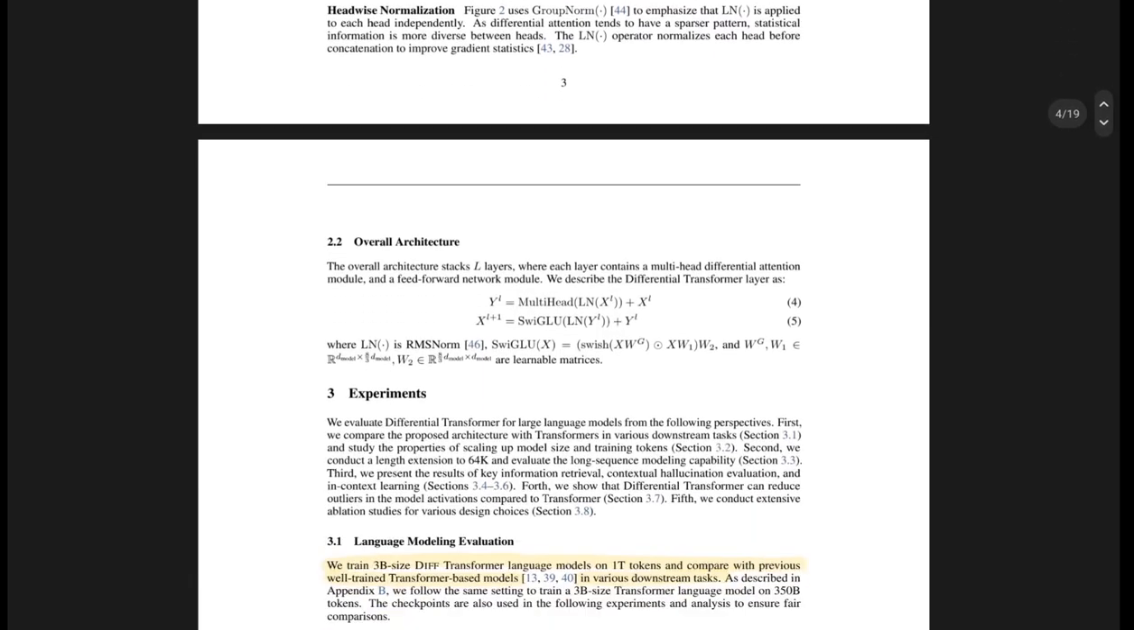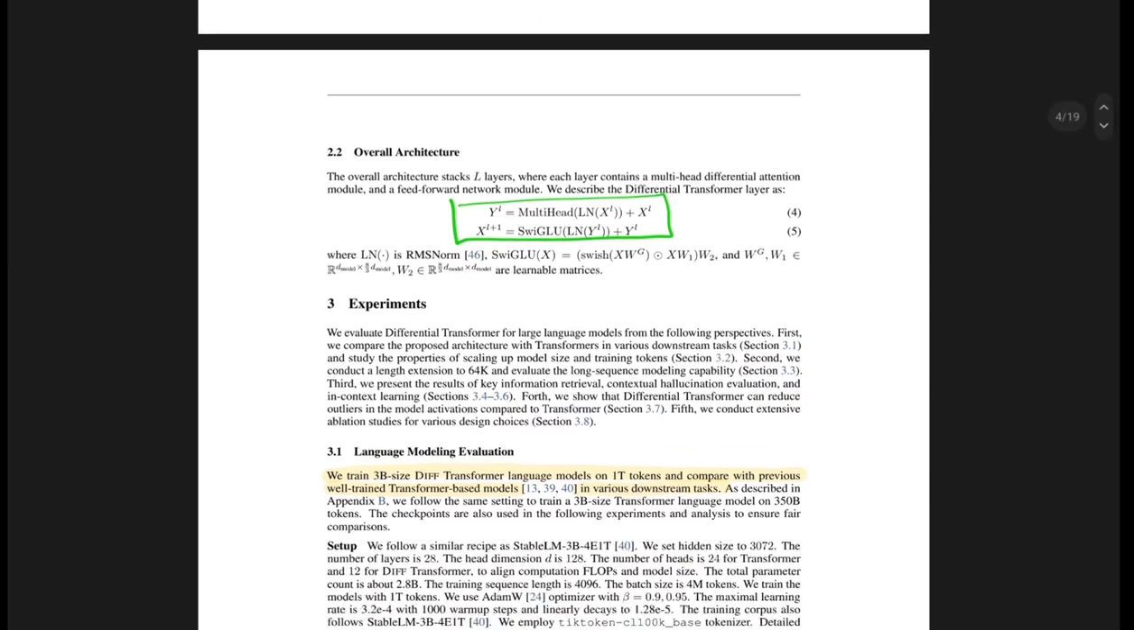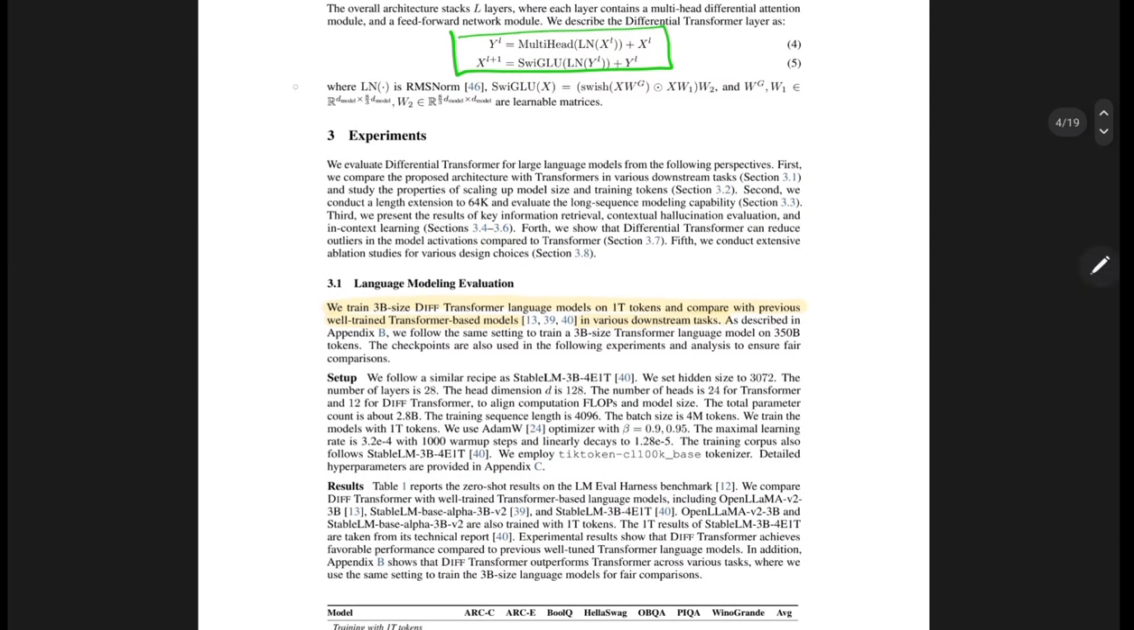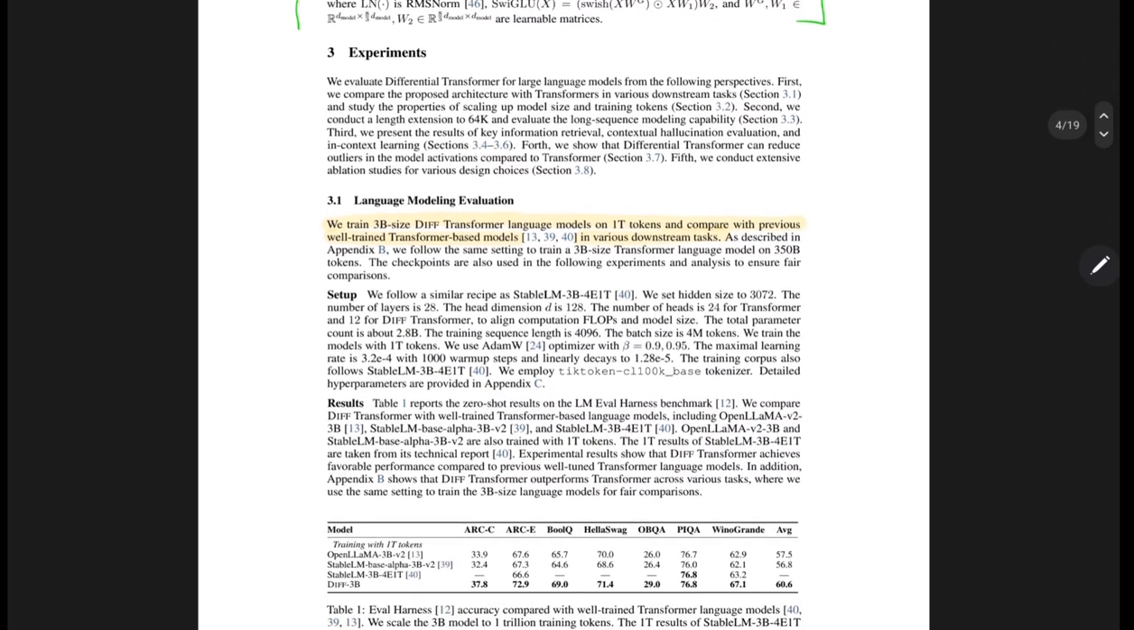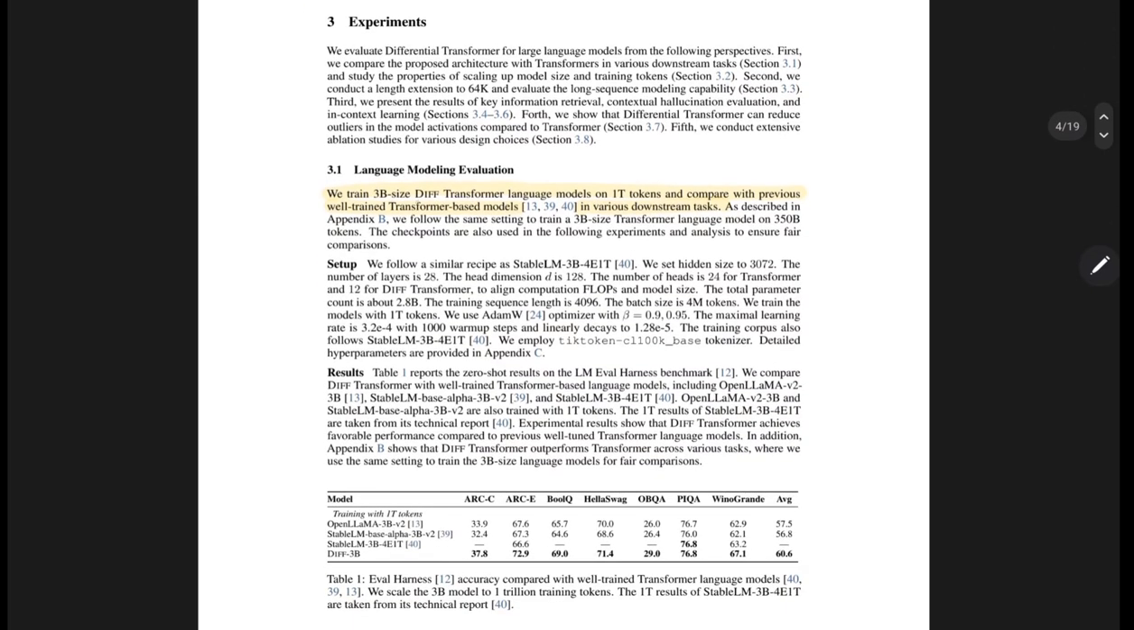So overall, the architecture looks something like this. We have L layers stacked together, where each layer contains a multi-head differential attention module and a feed-forward neural network, right? So simple as that. Now all this mathematics I think we already know from the Transformers "Attention Is All You Need" paper. Now for the experiments that they have done, they have used a 3 billion size differential language model on 1 trillion tokens and compared it with previously well-trained models in various downstream tasks.